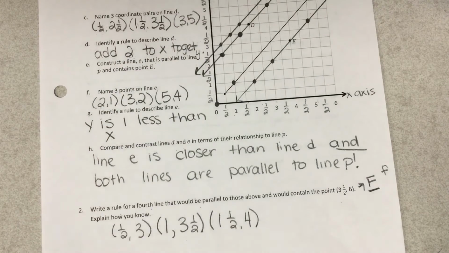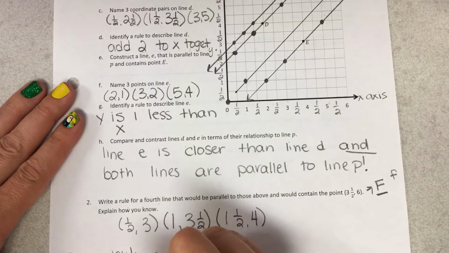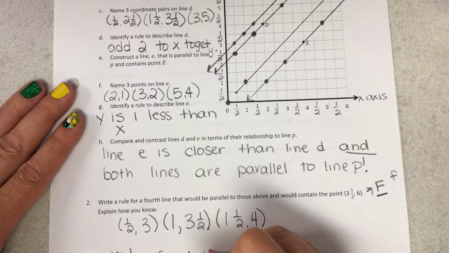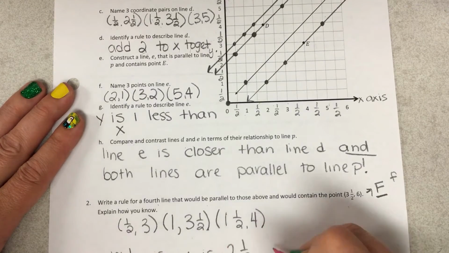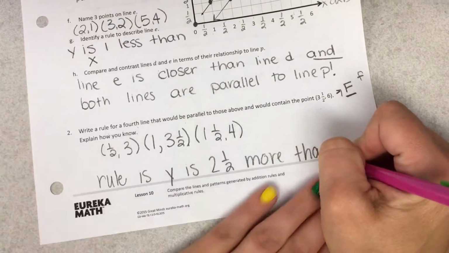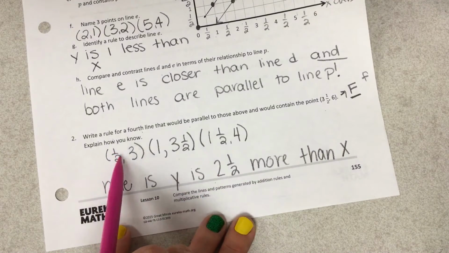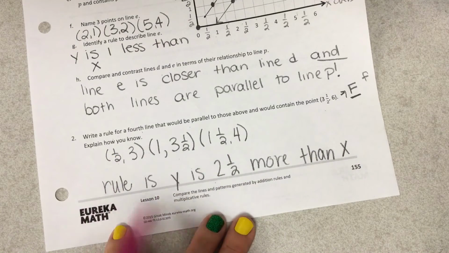So when I look at this, guys, if I really look at what my rule is, Y is 2 and 1/2 more than X. Sorry guys, you can't see that. Or what we can say is X is 2.5 less than Y. So that can also go 2 different ways.